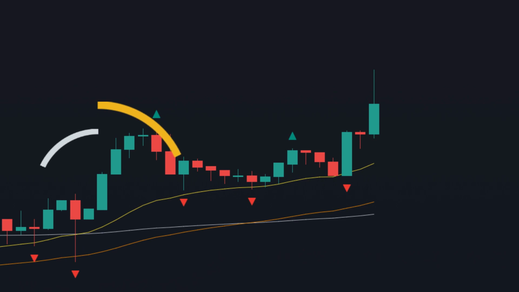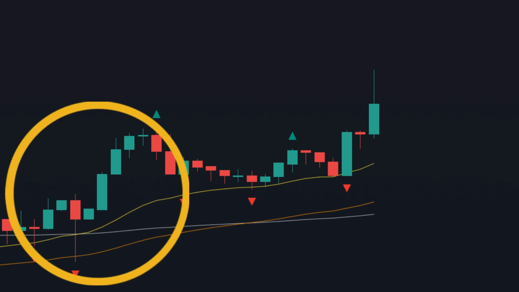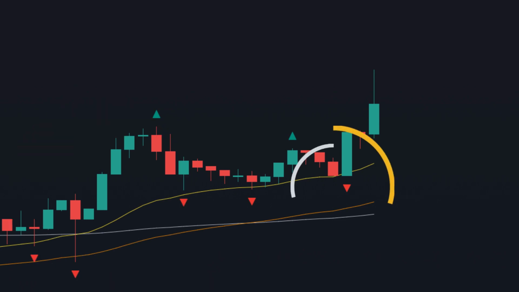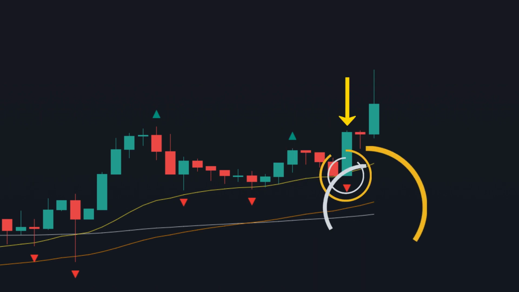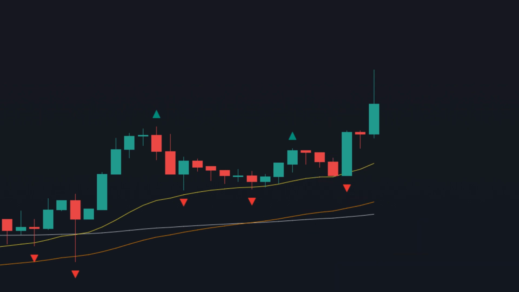Again, we have price closing above all the EMAs. Then price pulls back into the EMAs. We enter when price closes above the 21 EMA with a fractal, while the 21 is higher than the 55 EMA, and the 55 is higher than the 144 EMA. All of that happens on this candle here. That is our trigger candle.